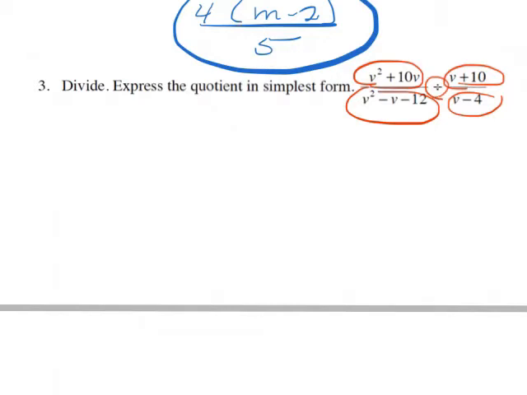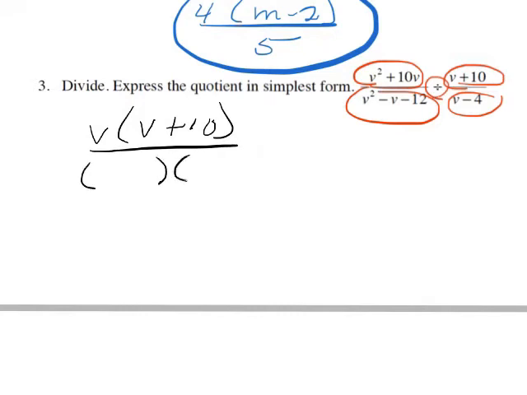Also, it's a division, so that means we're going to apply the KFC, keep, flip, change. So, I am going to write it down, and I'm going to KFC it at the same time. I'm going to factor out a v, so it gives me v times the quantity v plus 10, on the top over here, and then I'm going to factor this. What factors of negative 12 give me a negative 1? That would be negative 4 times 3, so it's going to be v minus 4 and v plus 3. I'm going to change that sign to multiplication, and we're going to flip it, so it's going to be v minus 4 over v plus 10.